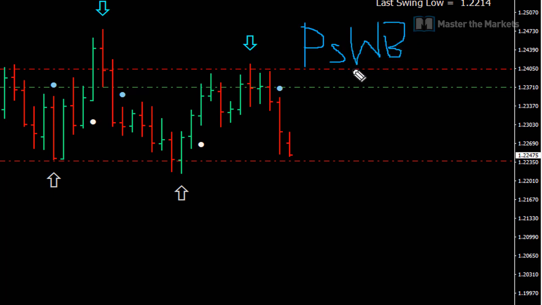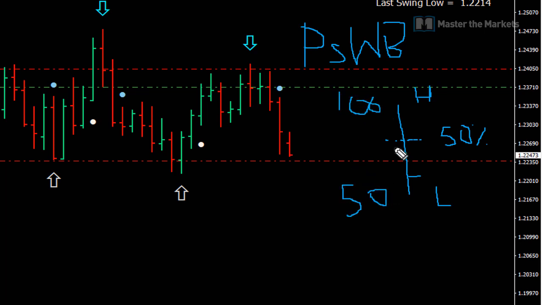PSWB stands for potential swing bar. A potential swing bar is defined by Master the Markets as a bar that closes in the bottom 50% range. If I take the high minus the low of this bar just here, if the high was 100 and the low was 50, the midpoint, of course, would be 75. Any bar that closes at 75 or less would be classed as a PSWB, and here we had one of those PSWBs. It closed in the bottom 50% region of itself, and as a result we took an entry on that to go short.